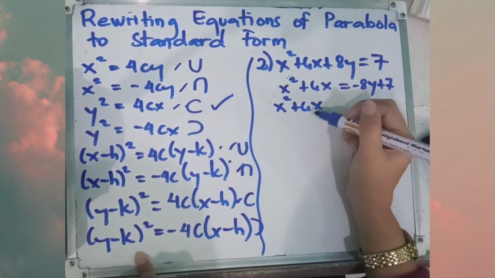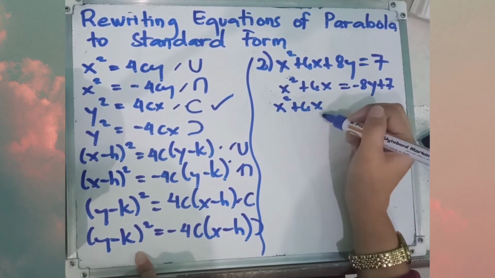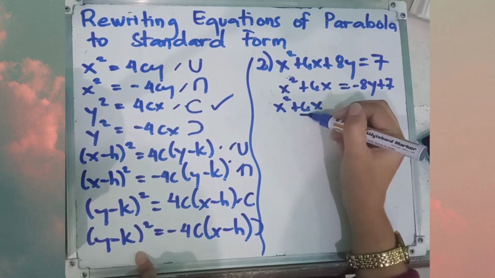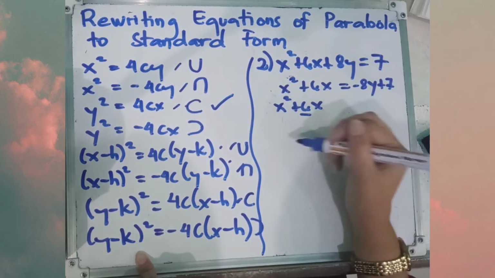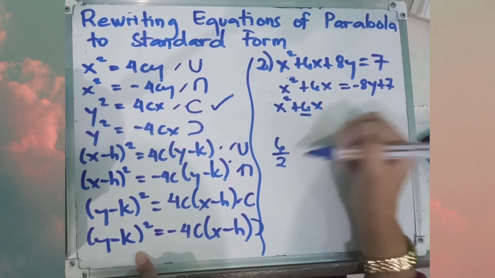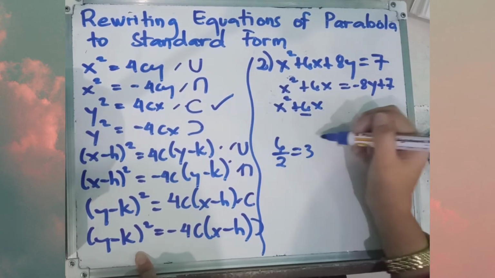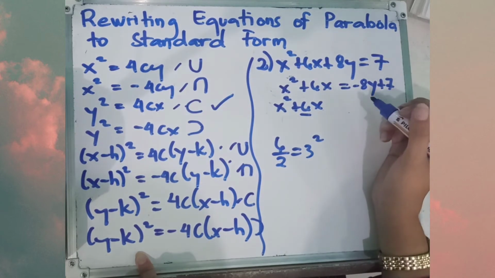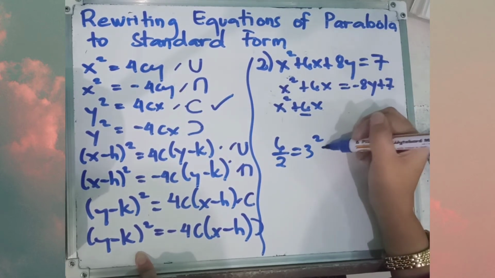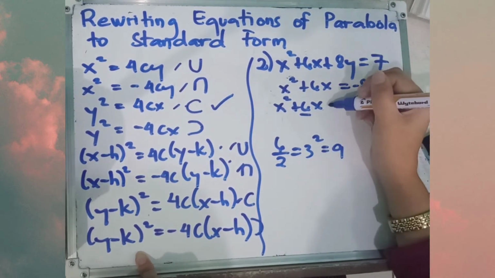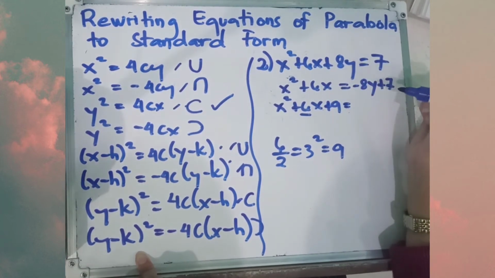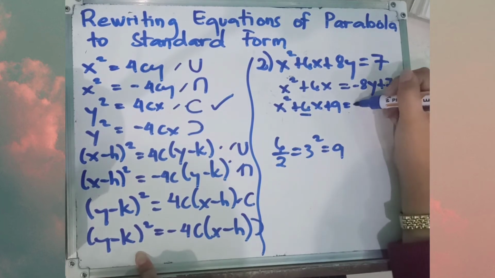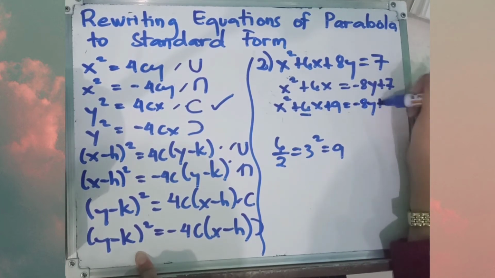Consider the coefficient of the variable x, which is 6. Divide that coefficient by 2, and whatever the result, you need to square that number. So that is 9. So we add 9 on the left side. Whatever number we added on the left side, we also add on the right side to balance the equation.